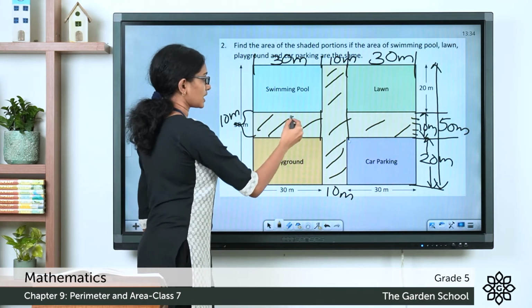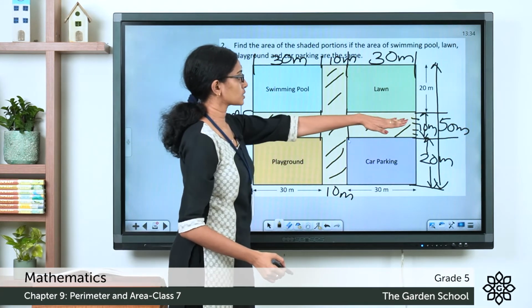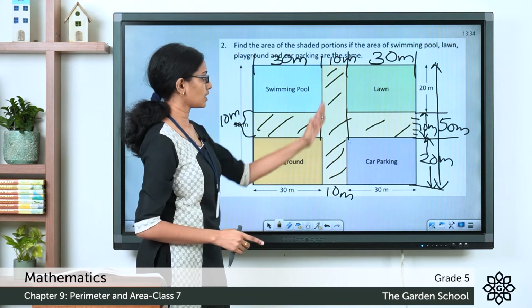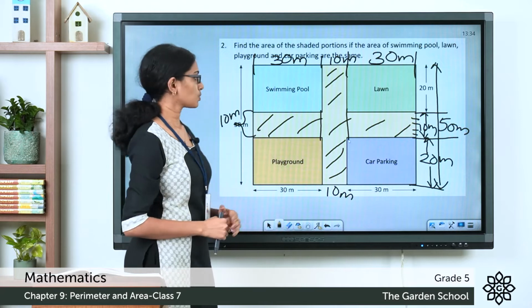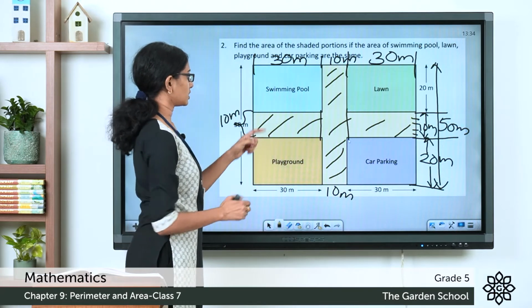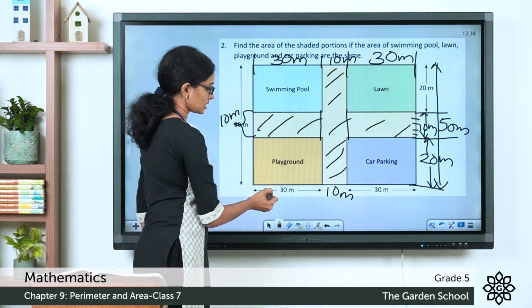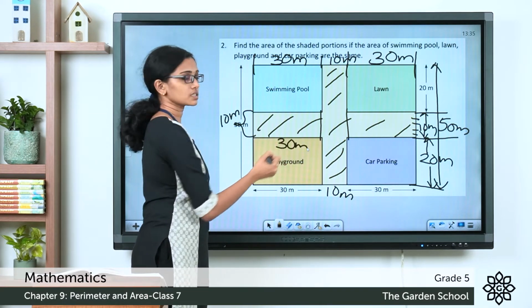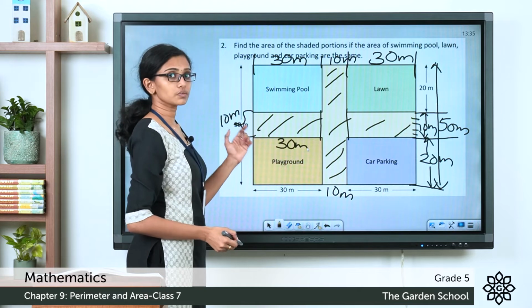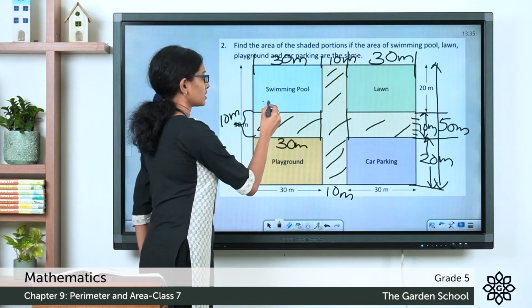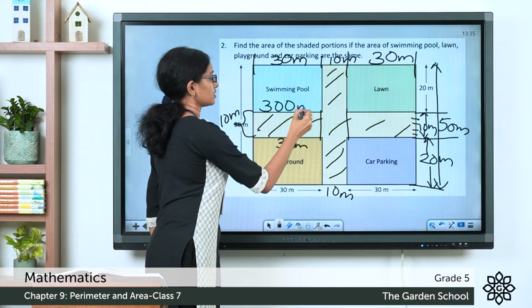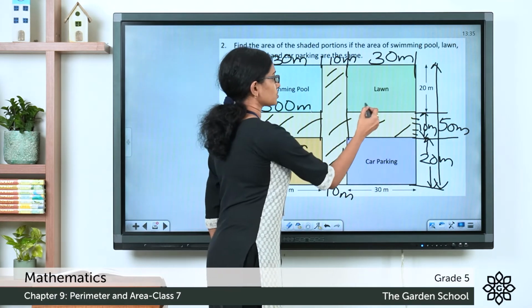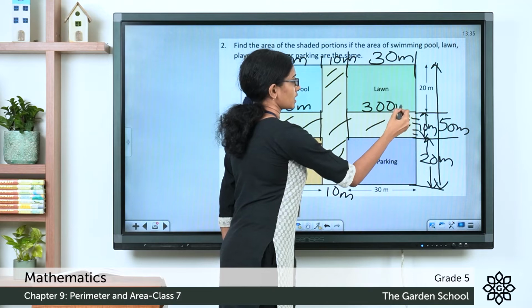So, we can find out the area of this rectangle, this one and also this one, and add them all together to get the area of this shaded part. So, what is the area of this rectangle? Here it is 10 and here it is, see, the same length 30. So, here the area of this rectangle is length into breadth, which is 30 into 10, that is equal to 300 meter here, and here also it is the same. So, this is also having an area of 300 meter.